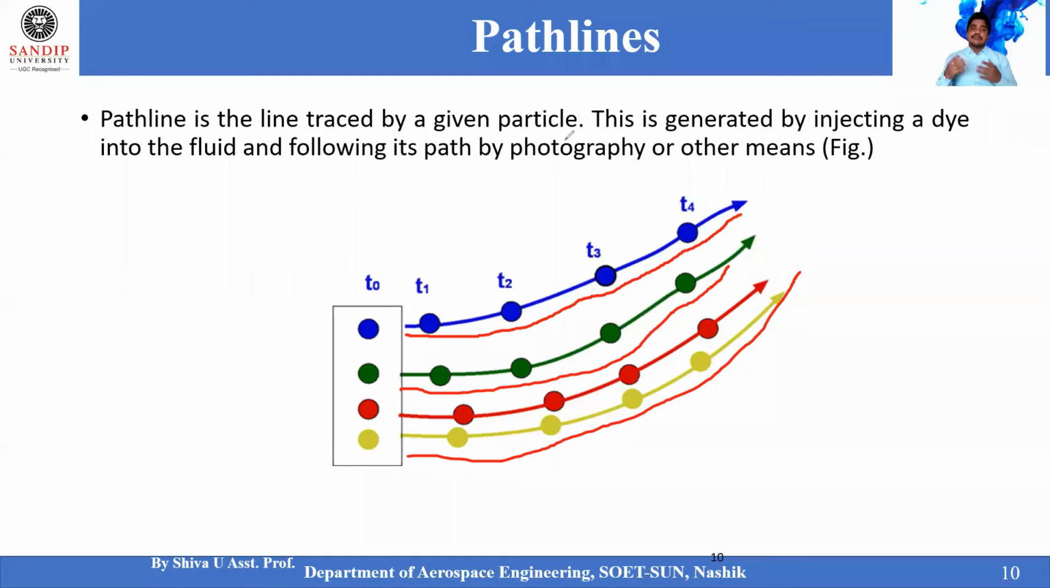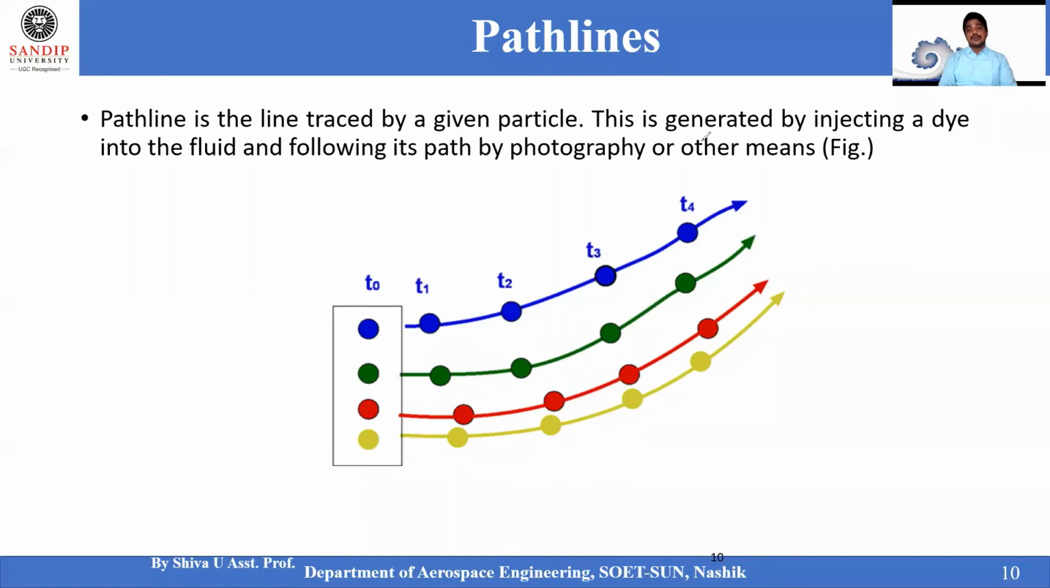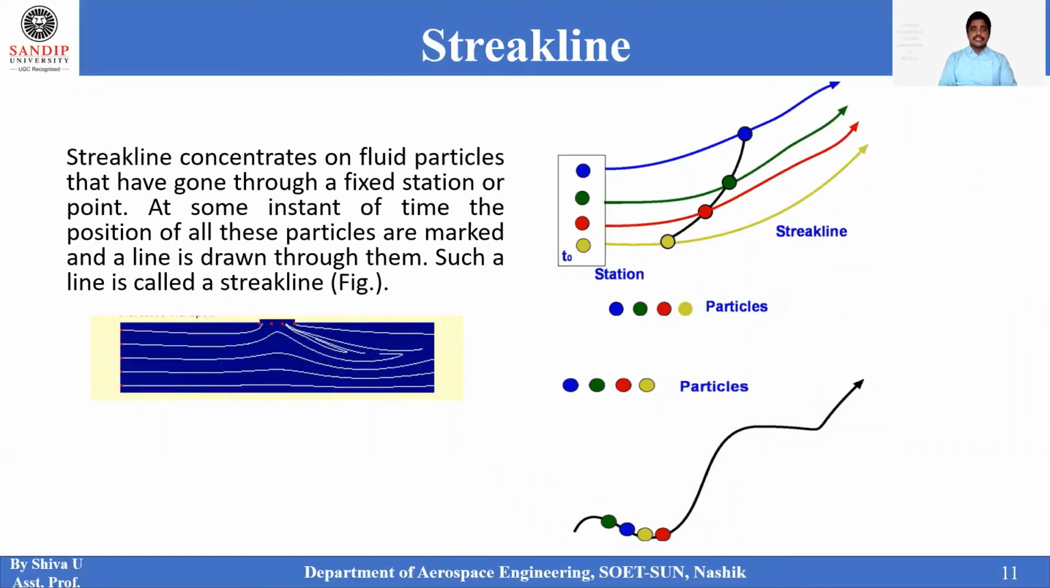And this is generated by injecting a dye inside the particular fluid, or by photography means, if you are putting particles in it. That way also we can trace the path of the fluid, how the fluid is moving there, right? So that is about the path line. Path line is nothing but the trace of the given particle.